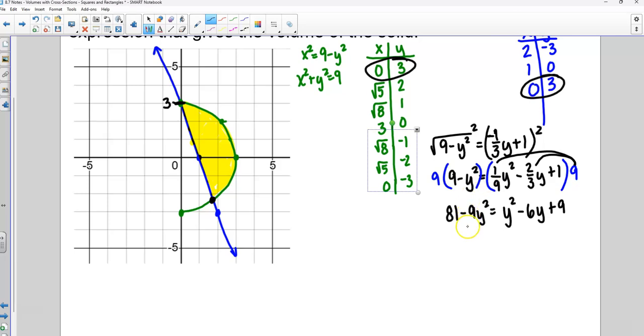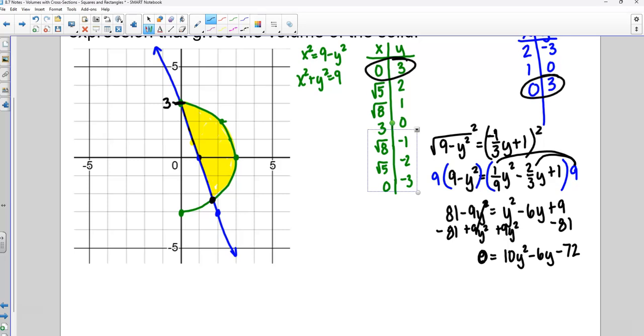Now everything needs to go to one side. So add the 9y squared and subtract that 81. And we're going to get 0 equals 10y squared minus 6y minus 72.